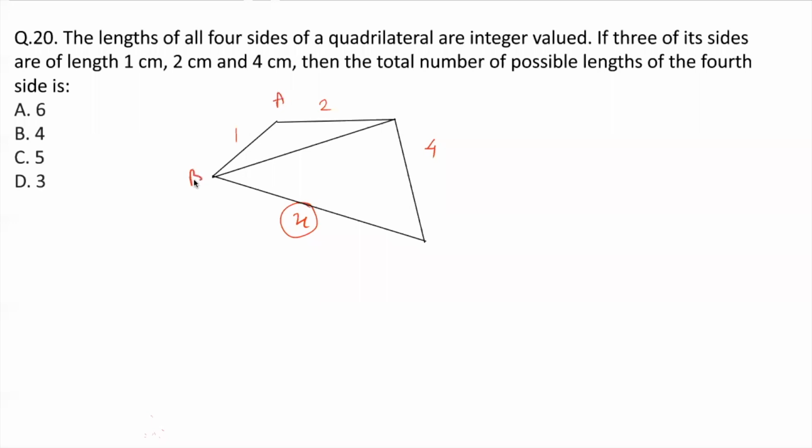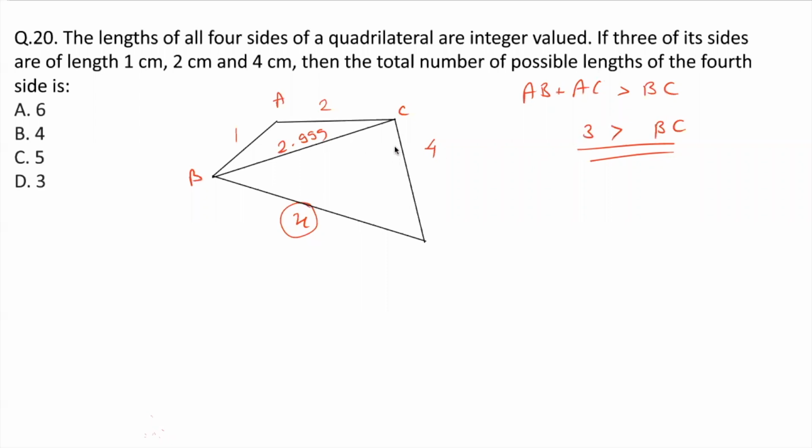I have triangle ABC. For triangle ABC, the sum of two sides, AB and AC, will be greater than the third side, right? So third side BC will definitely be less than 1 plus 2, that is 3, right? So third side is less than 3. It will be maximum 2.999 something, right?